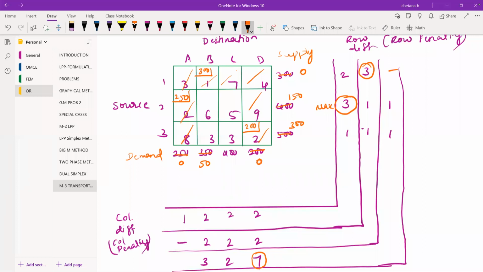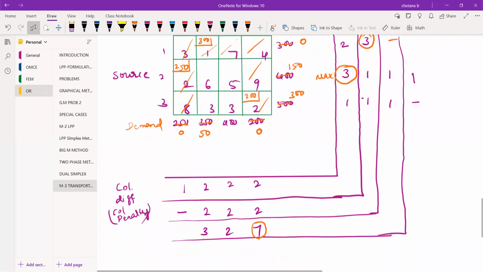Eliminate this. Then there are 4 values: 6, 5, 3, 3. So second source 6, 5, the difference is 1. Here the difference is nil, 0. And column wise 3, 2. What is the maximum one? 3 is the maximum. You need to allocate for the minimum cost value, that is 3. So the minimum of supply or demand is 50. Here 250 is remaining. Here 0. So this is eliminated.